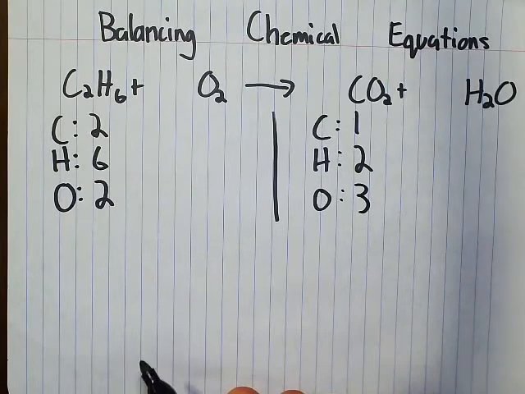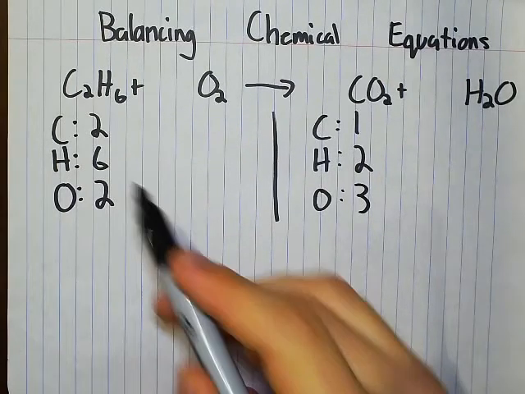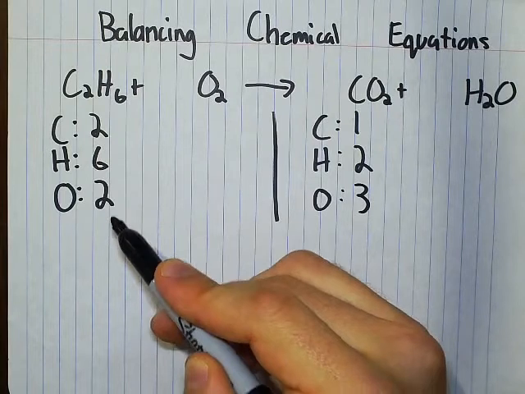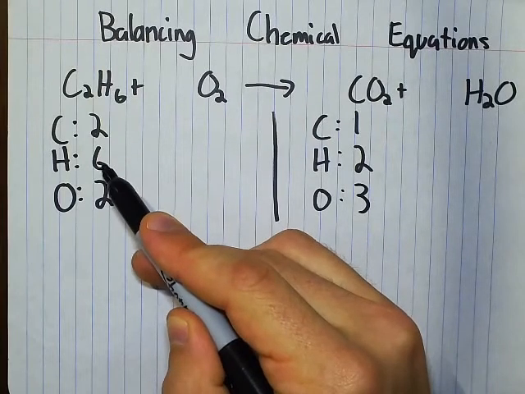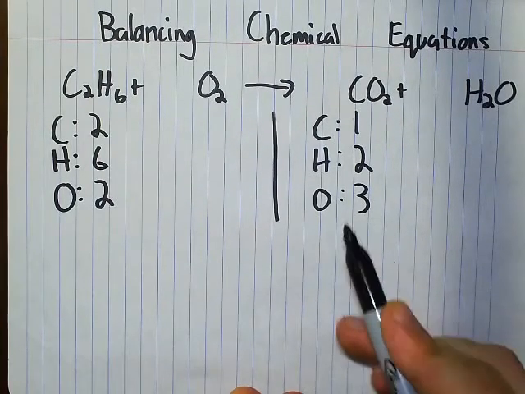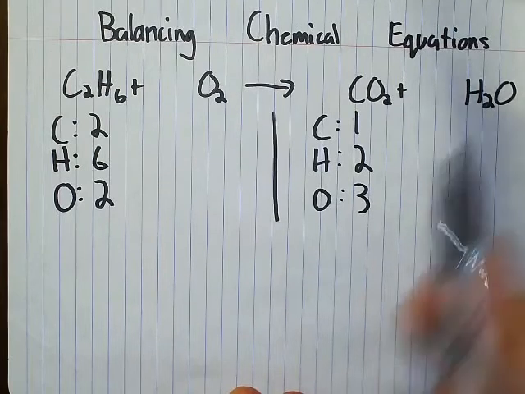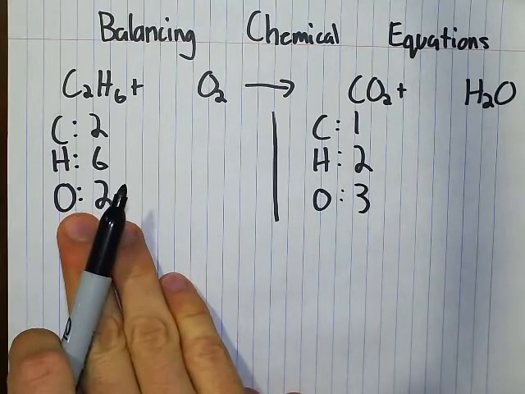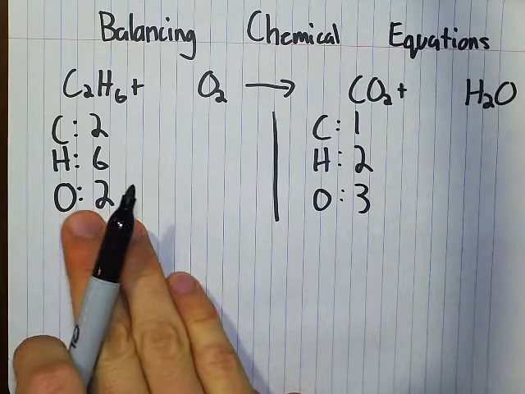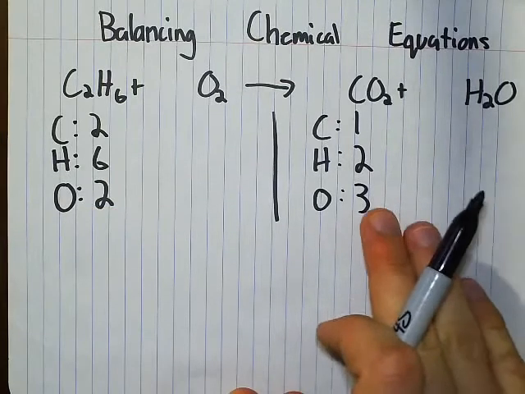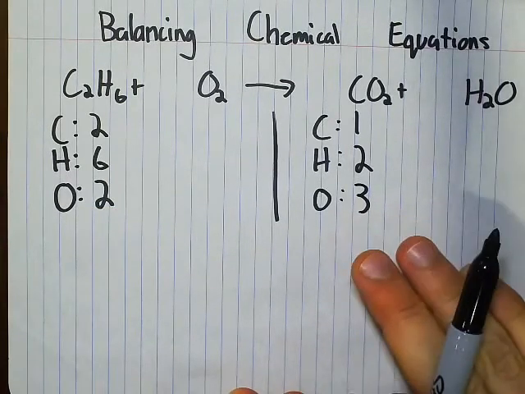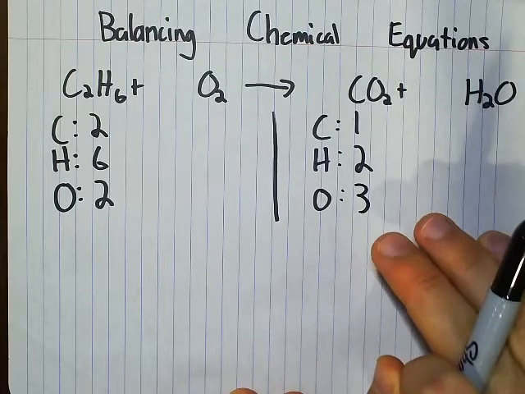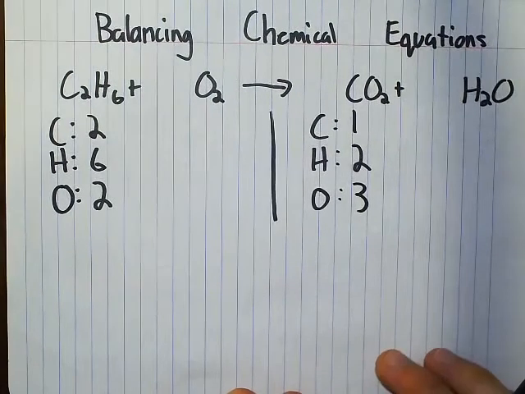So we can see that none of our quantities are matched up at all. I've got more carbon atoms on my reactant side, more hydrogen atoms on my reactant side, and more oxygen atoms on my product side. So I've got to add some coefficients to make sure that the total amount of atoms on my reactant side are reacting and becoming the total amount of atoms on my product side.